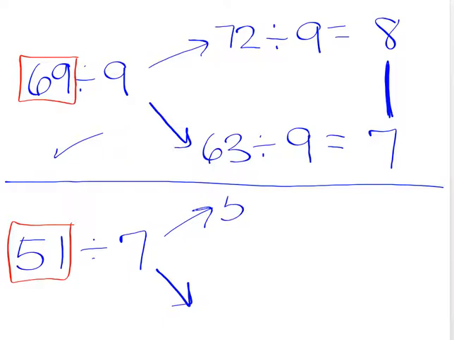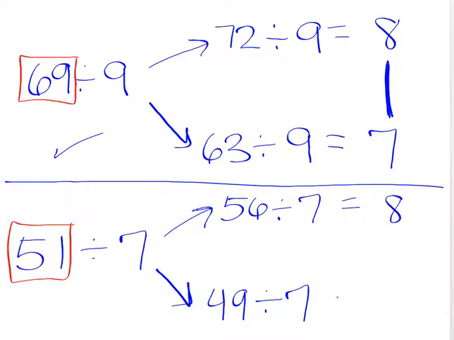I would have thought in my brain that this could be 56 divided by 7. And on the other side, I would say it could be 49 divided by 7. This is 8. This is 7. The answer lies between 7 and 8. That makes sense because the actual answer is 7 with a remainder of 2, which comes right between both of these. Perfect. So that is reasonable. All right, let's try two that are a little bit harder.